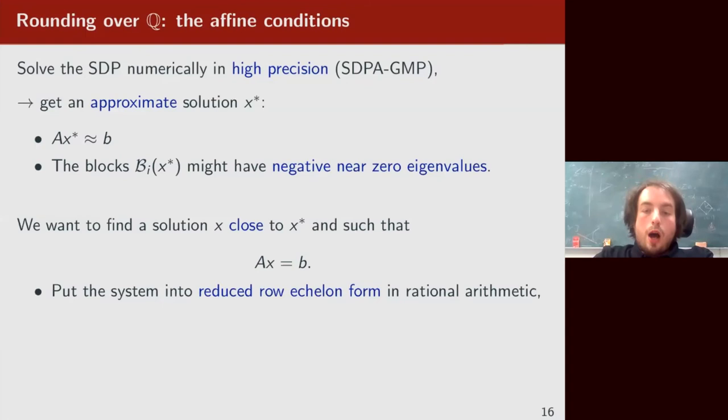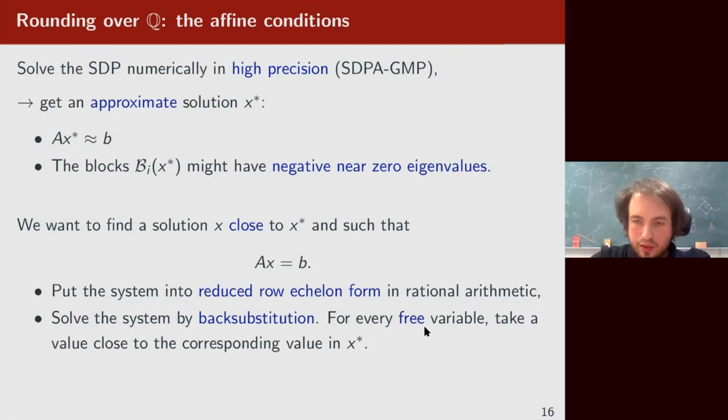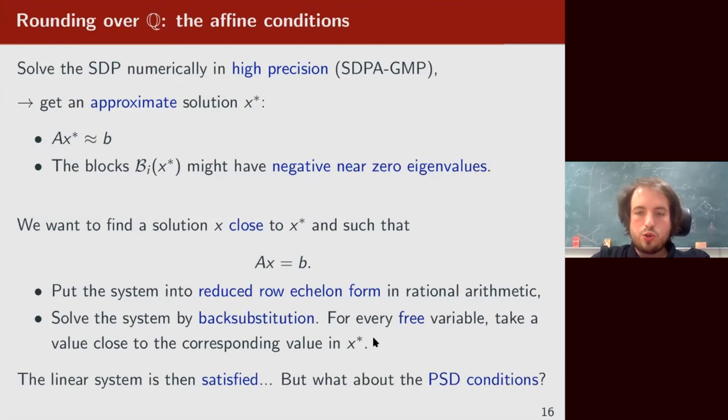So how do you get this solution? First you want to deal with the affine conditions. So you have this linear system here. You do like you do in linear algebra one. You take your matrix, you put it in the reduced row echelon form. You can do this with rational arithmetic, and then you do it by back substitution. And every time you have some freedom, you have a free variable, then you take something which was in your solution, which is very close. And if you do that, then you're sure that you will get the solution X which is very close to X star, just a small perturbation, and the linear system will be satisfied.